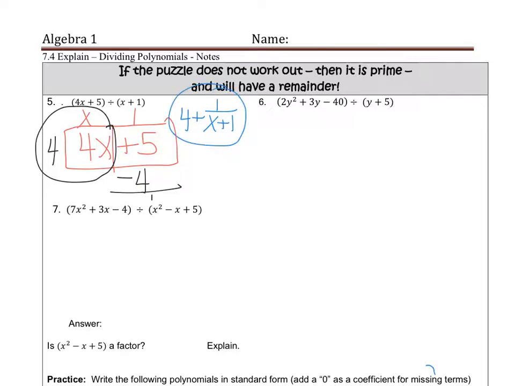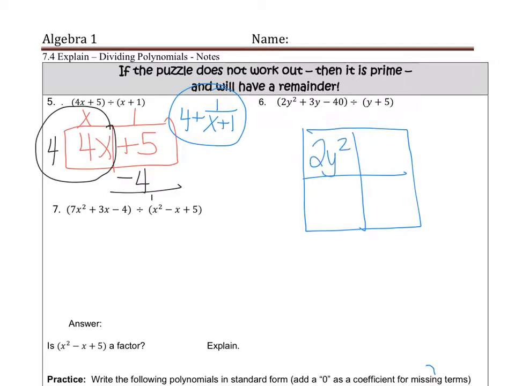So let's look at number 6. Again, we don't know how it's going to work out. We just know that we need to divide 2y squared plus 3y minus 40. And we're dividing it by y plus 5. So I'm going to start by focusing on this top corner, and I know that my first part has to be 2y, because 2y squared divided by y gives me 2y.